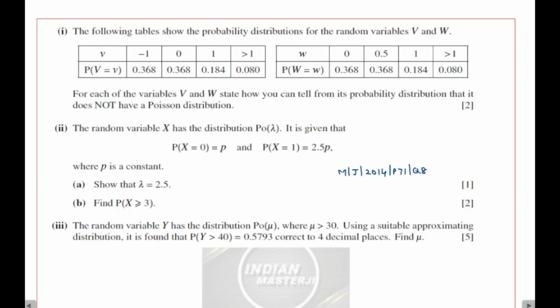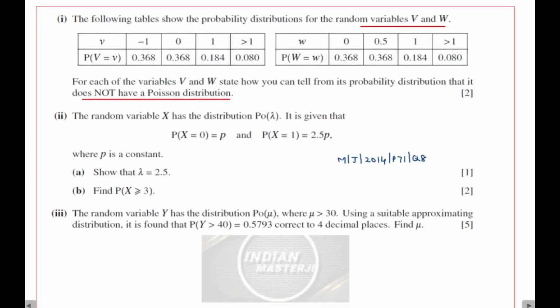For each of these variables V and W, state how you can tell from its probability distribution that it doesn't have a Poisson distribution. So that means both random variables V and W do not have Poisson distribution, and we are supposed to identify that with the help of these tables.